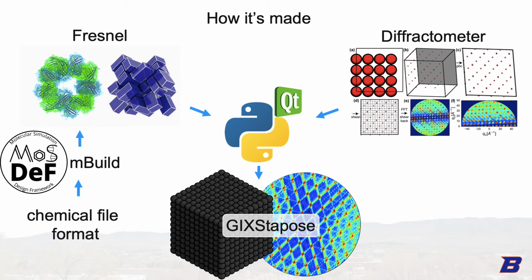A little bit of modification to the diffractometer code was necessary to expose the rotation matrix, and a little bit of logic was added to convert between the camera position in Fresnel and the rotation matrix in diffractometer. Then, Fresnel already had an interactive Qt widget, but I created one for diffractometer using PyQt and Matplotlib, and then tied these widgets together in a Qt application, the result of which is GIXStapose.